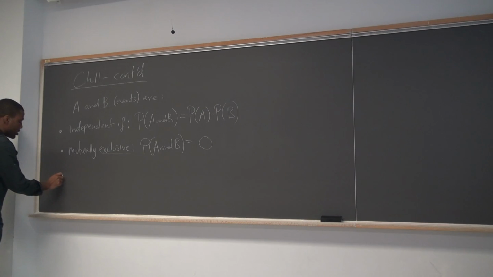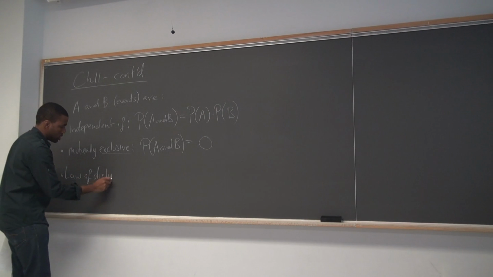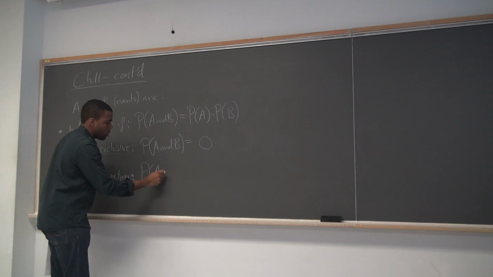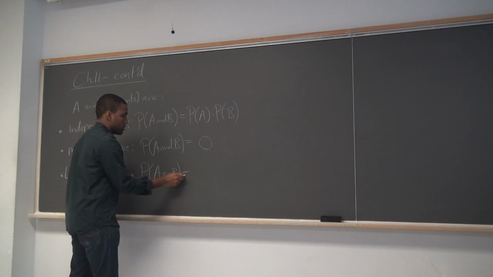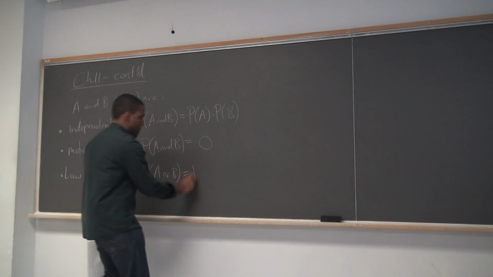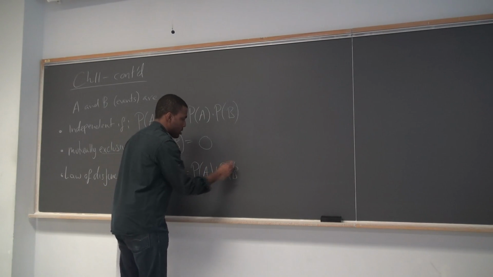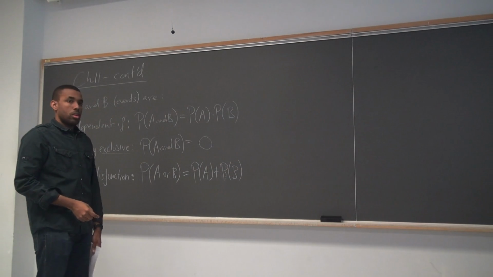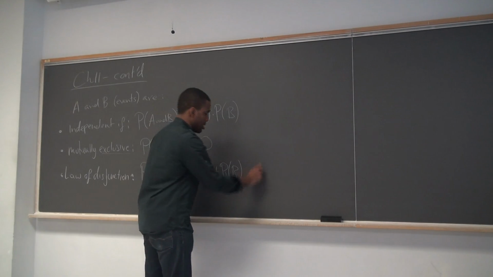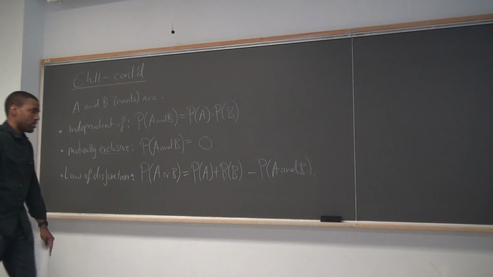We also looked at the law of disjunction. That's another point to remember. For two events, disjunction. That's the one that told you what P of A or B means. What's that? P of A plus P of B minus P of A and B. You have to know these formulas, very important. You're not going to be given them, you have to remember them.